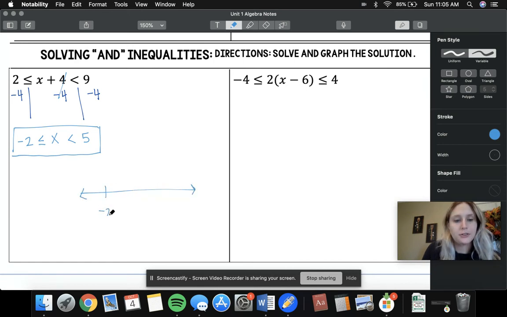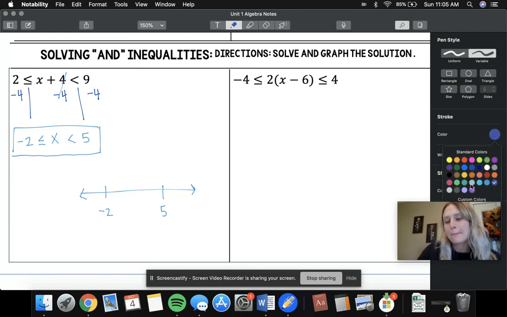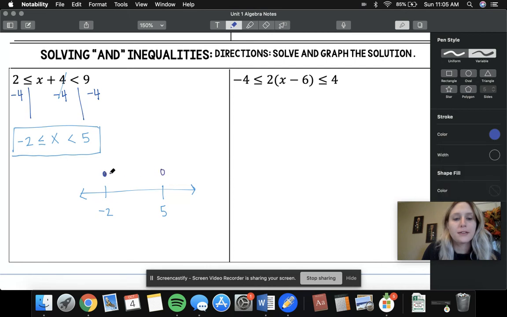So here's -2. Here's +5. X is anything in the middle. Okay, so I'm going to shade in the middle because these are my endpoints. I'm going to put a solid dot at -2. I'm going to put an open dot at 5. And x is everything in the middle of those two endpoints.